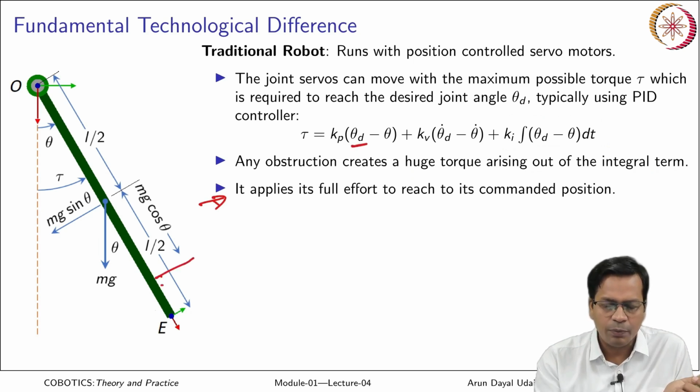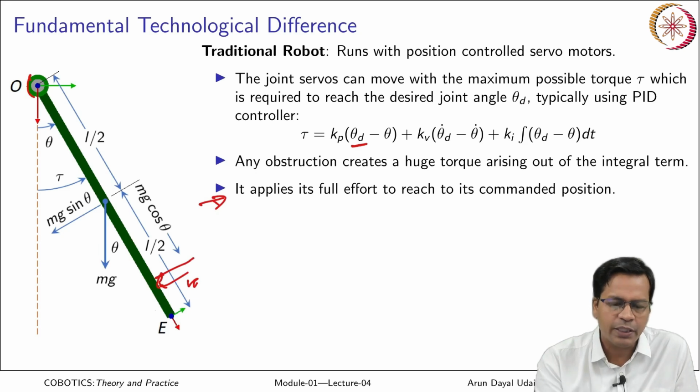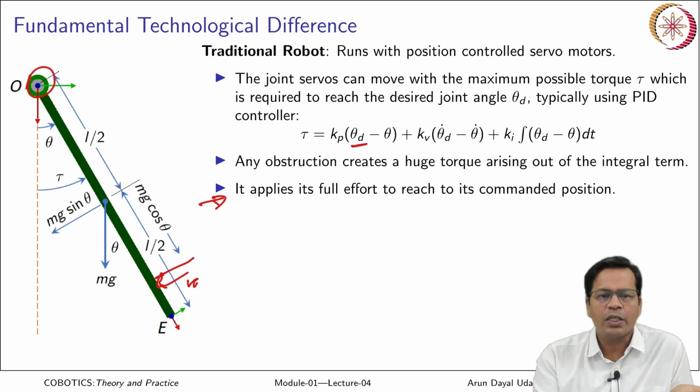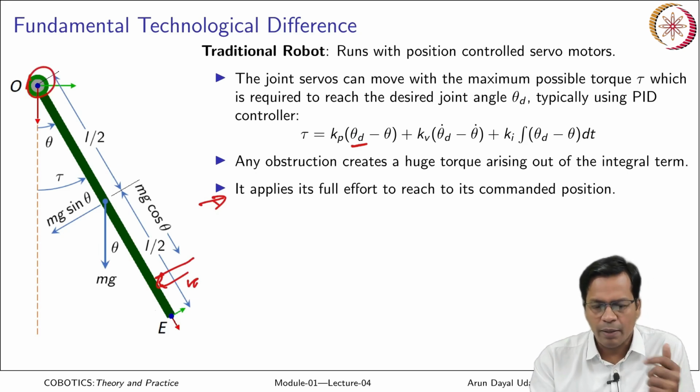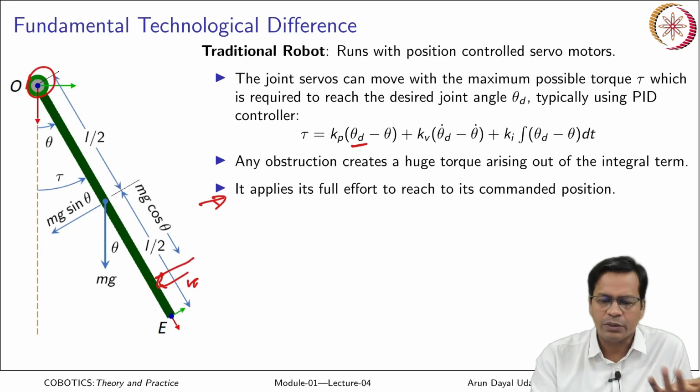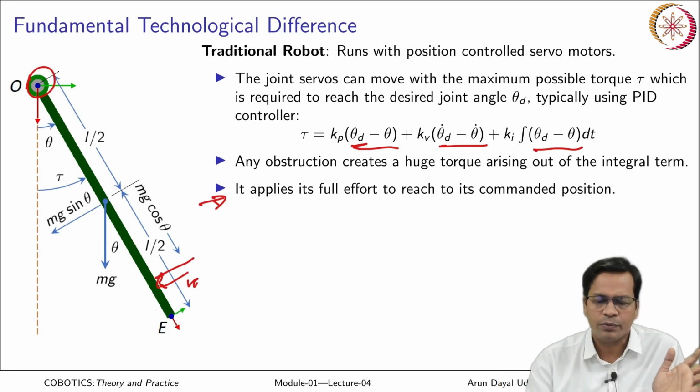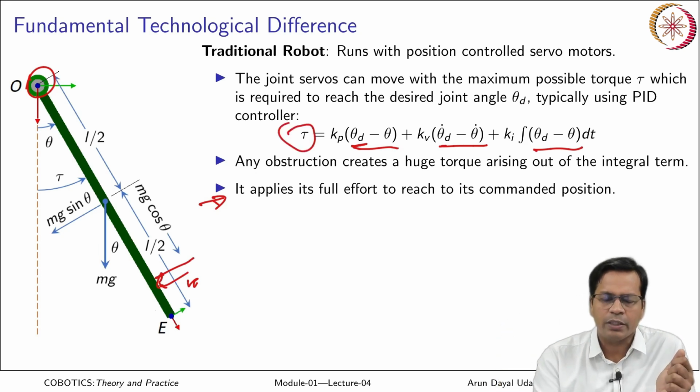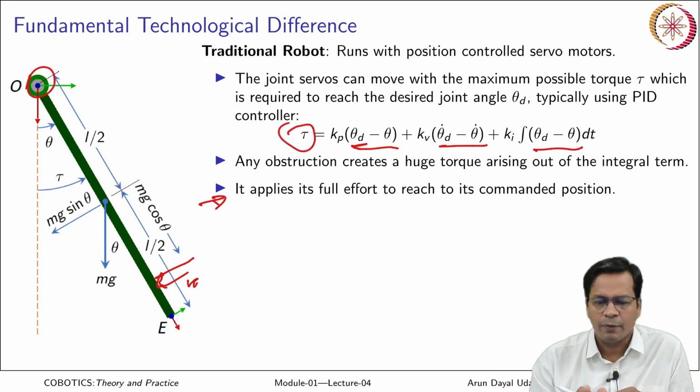So if there is any obstruction on the way, the robot may get damaged, or the tool will get damaged, or the environment will get damaged, motors may get damaged, so something wrong will happen. So it applies its full effort to reach a place, because it only works with joint position error, irrespective of the torque which is going to come at the joint. It does not bother about the torque.